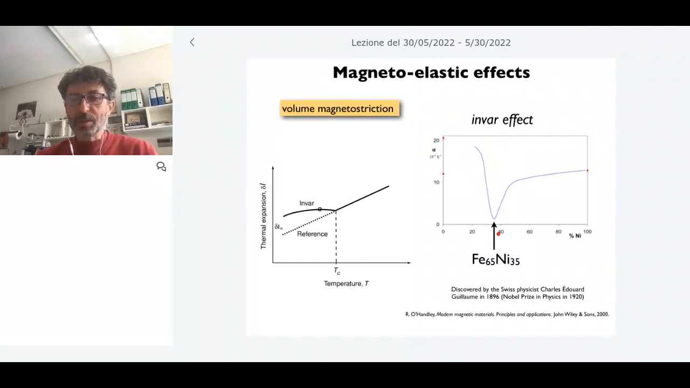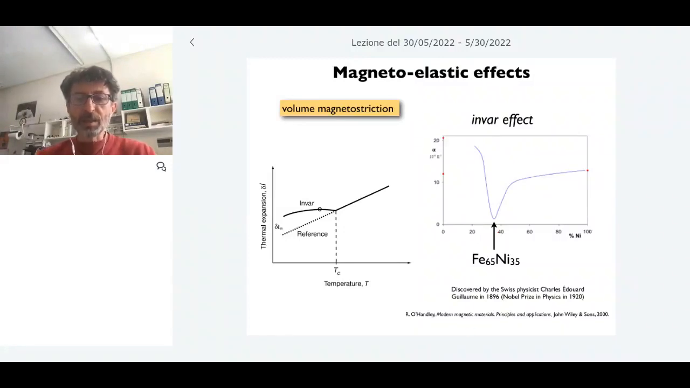So this Invar has been and probably is still really popular when you have to make very precise mechanical construction that is not changing volume with temperature, something which is very important in several cases. So this is the only example I want to mention, this Invar effect for the volume magnetostriction.